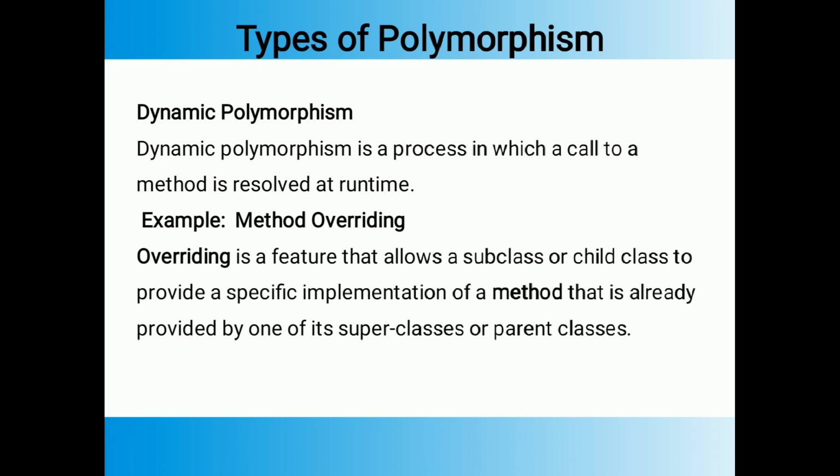Dynamic polymorphism is a process in which a call to a method is resolved at runtime. Example, method overriding. Overriding is a feature that allows a subclass to provide a specific implementation of a method that is already implemented by the superclass or the parent class.